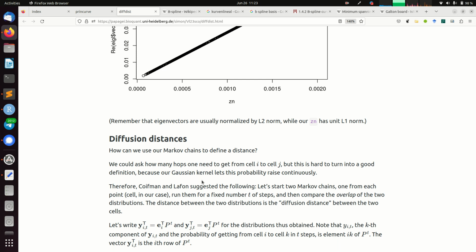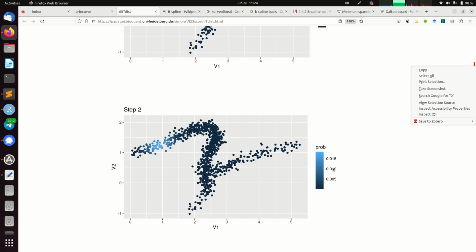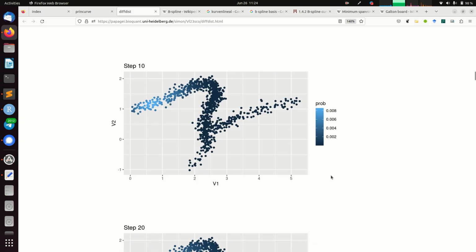We start a random walk at cell i, and in parallel start another one at j, and then we run them for a fixed number of steps t, and then we ask how much overlap there is. Because you can imagine, if we run it for example for 10 steps, here you see how it looked after 10 steps when we started here. Now imagine we had another one which started here and also ran 10 steps, then we would have overlap here, while if we had another one with 10 steps here, then the overlap would be quite small.